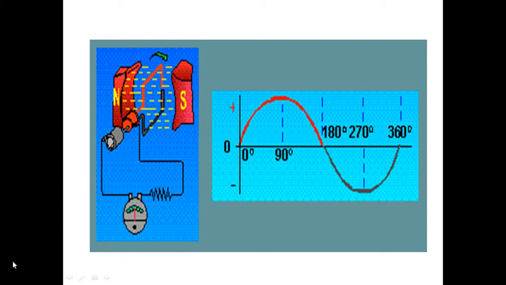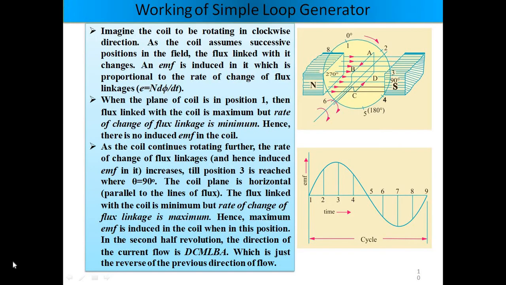The sinusoidal waveform: the first is a positive half cycle, the second is a negative half cycle. Working of a simple loop generator. Imagine the coil rotating in the clockwise direction. As the coil assumes successive positions in the field, the flux linked with it changes, and the EMF induced in it, which is proportional to the rate of change of flux linkages, is equal to N d phi by dt.